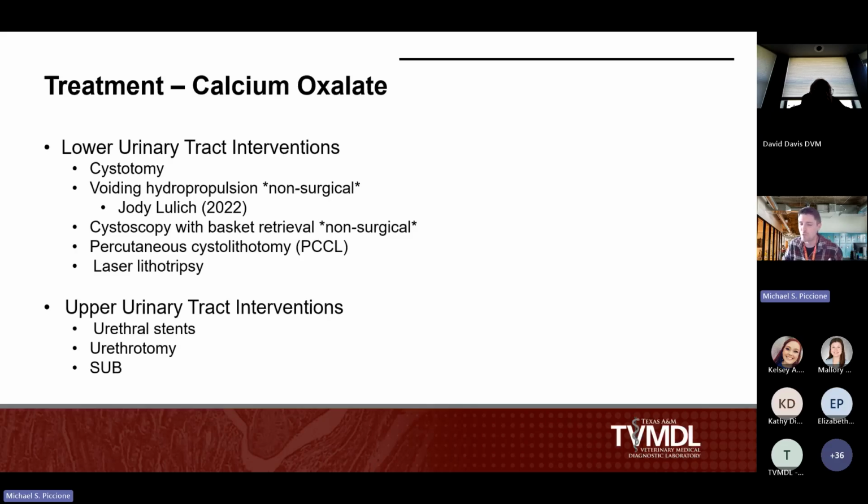These are not something, though, that you are typically doing in practice. You may have the amenities available, you may have the expertise, but in my experience, these are typically patients that you are sending to referral hospitals, specialty clinics, for these more invasive procedures.